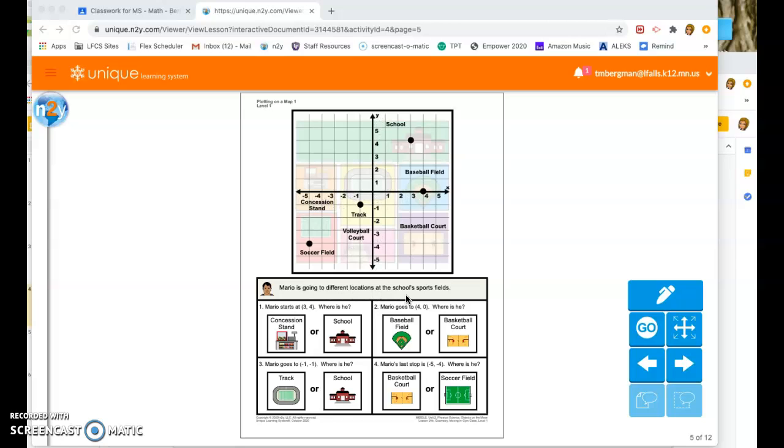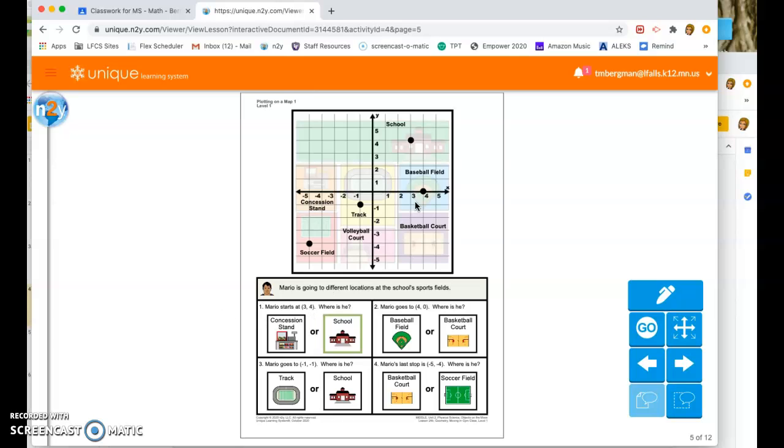Mario is going to a different location on the school sports field. He starts at 3, 4. Where is he? So 3 is here. We're going to start at the 0, 0. We're going to go over 3 and then up 4. So he is at school. School. Okay, so you have two choices if you are working on level 1 right now.